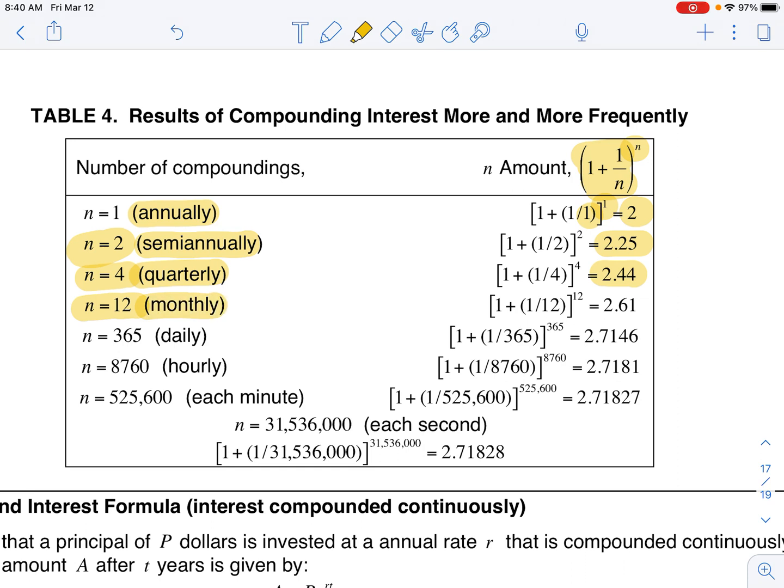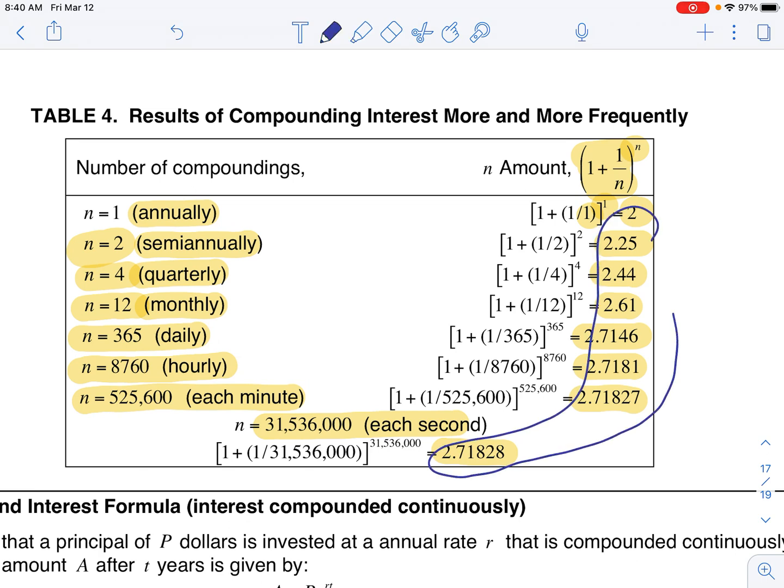When it's monthly, N is 12, we get 2.61. Daily, we can even go better. What about hourly? What if it compounded every hour? That number is getting bigger. What if it was every minute? And then what if it was every second? What I want you to notice is look at these numbers over here on the right. They're getting closer and closer, and these ones are pretty much the same number. What actually happens is this number, maybe you recognize it, this number is E.